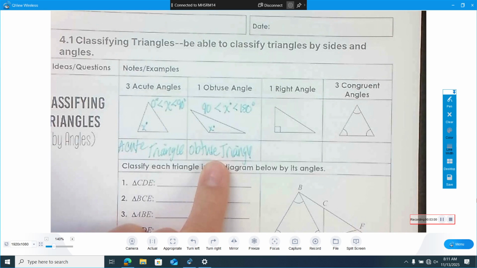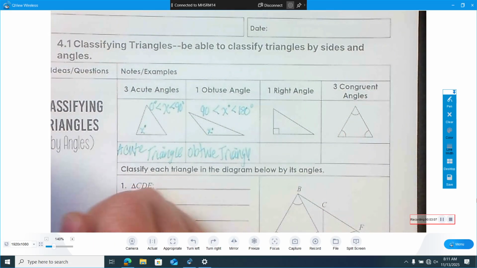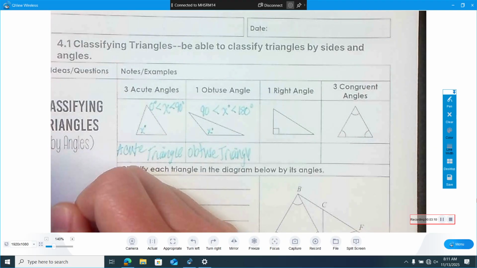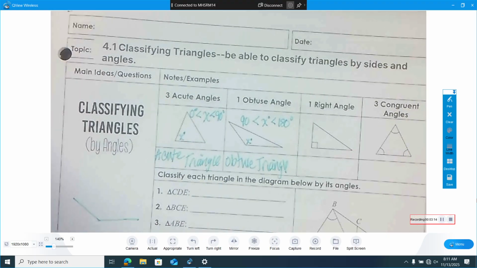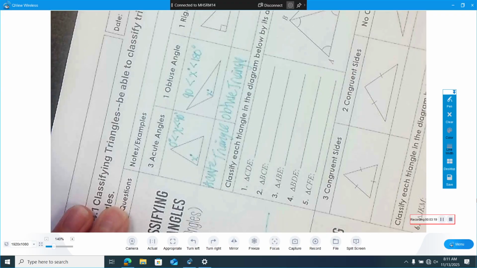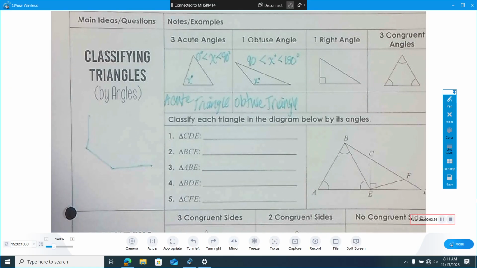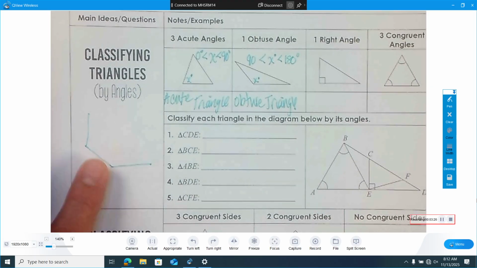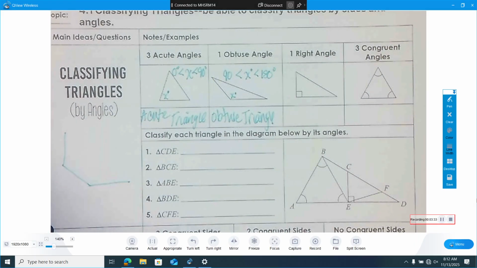Have you ever thought about that? If I have a triangle, here's one side, here's an angle that is larger than 90 degrees, and then if I draw another side to this triangle that's larger than 90 degrees, is it a triangle? No, that isn't a triangle, right? So it can only have one obtuse angle, and that makes it an obtuse triangle.